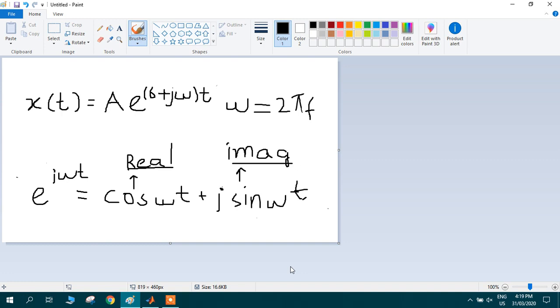Assalamualaikum guys, today we will see how to plot complex exponential in Matlab, and we will observe its behavior with positive and negative values of sigma.